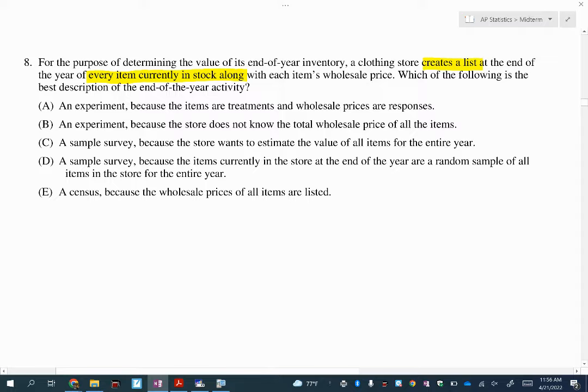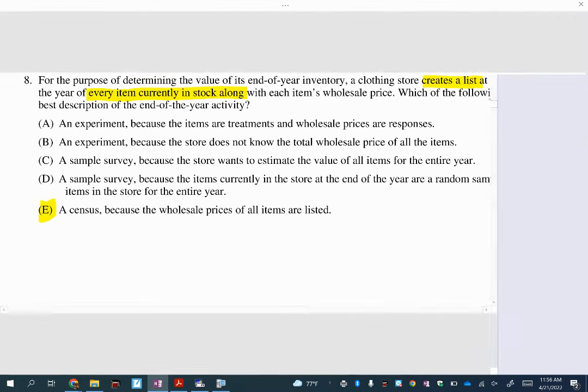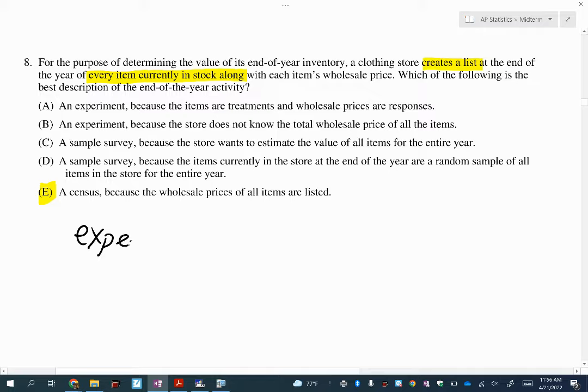Every item, every single thing. Do you know what it means when you count every single thing or person? It's a census. A census is when you count every single thing. Let's go quickly over an experiment. An experiment, the key thing you're looking for is random assignment to treatments. I should write this down.